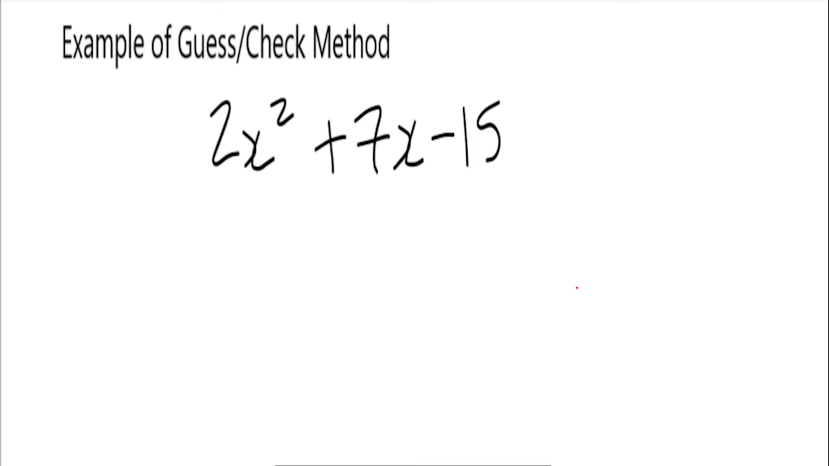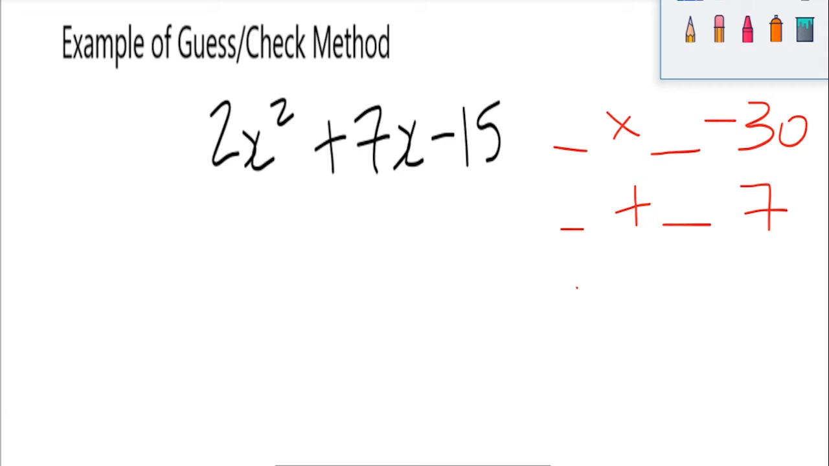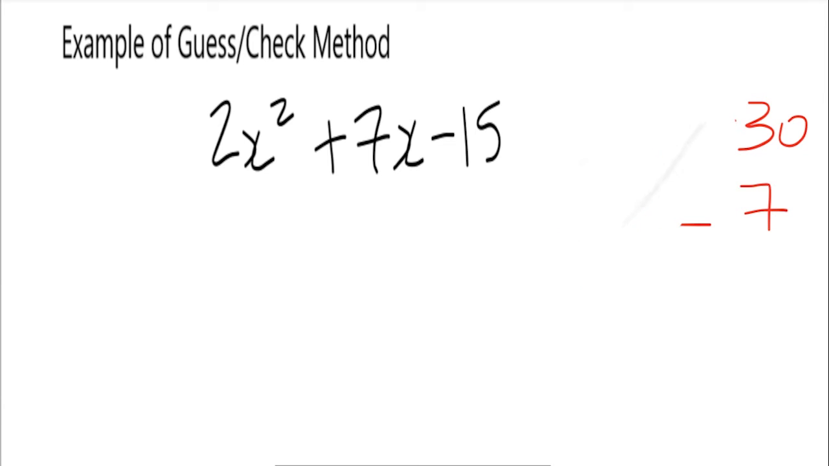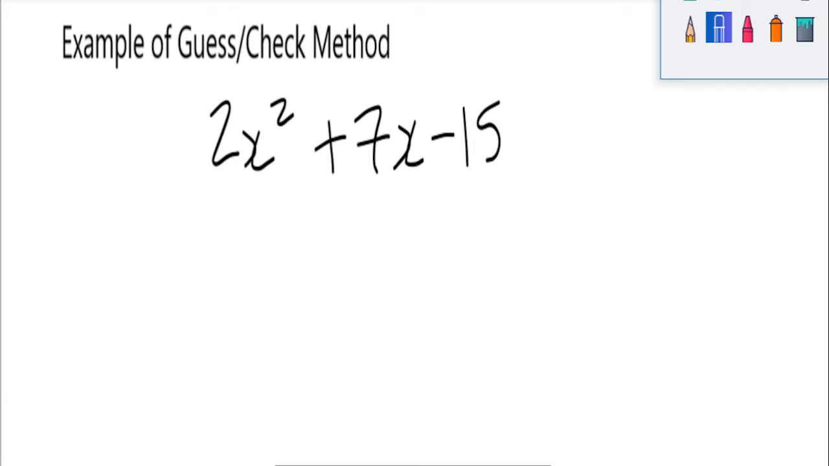So here we have one example. Typically you'd realize this is a regular trinomial. What we did before was ask: what two numbers multiply to give you negative 30, and what two numbers add to give you 7? This is actually the exact question that we looked at in the last video. But today we want to look at a different method, so I'm going to walk you through the guess and check method.